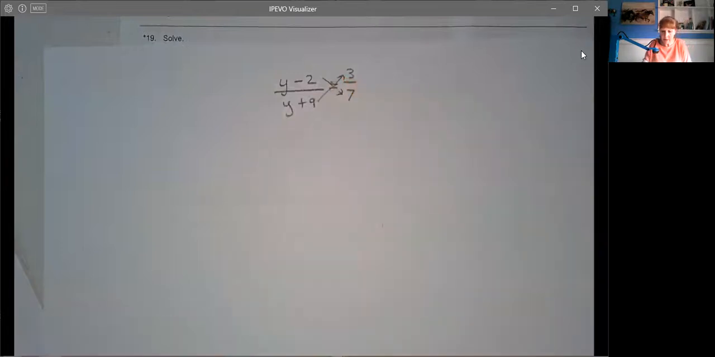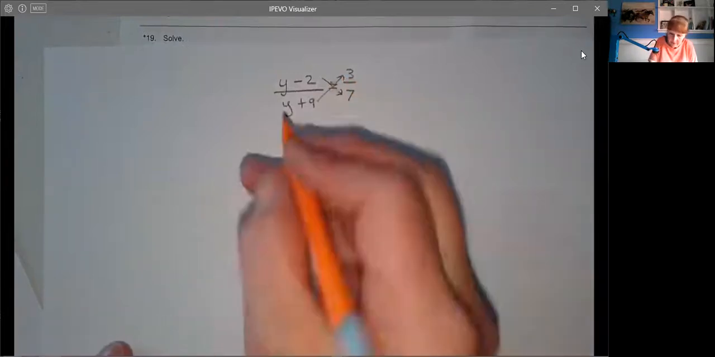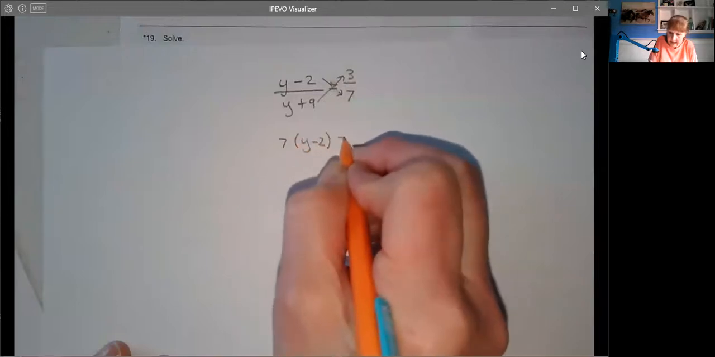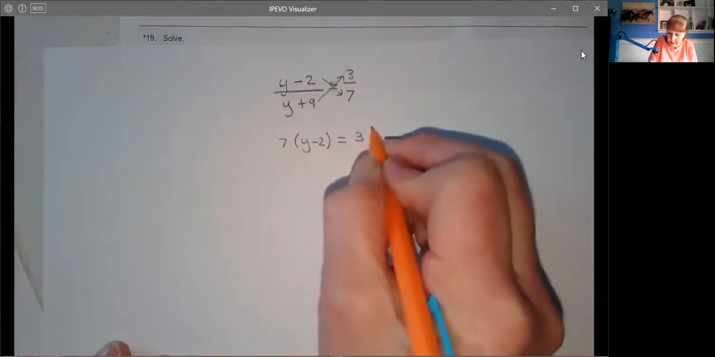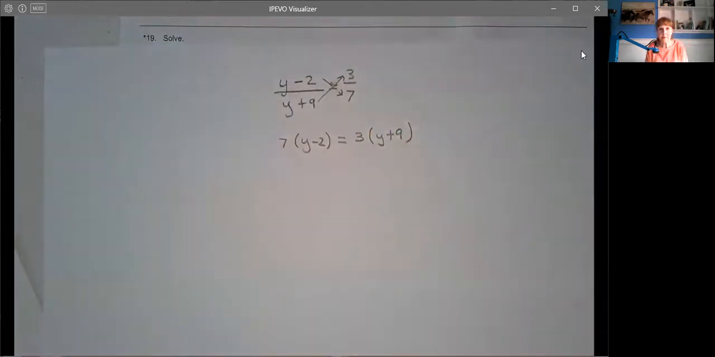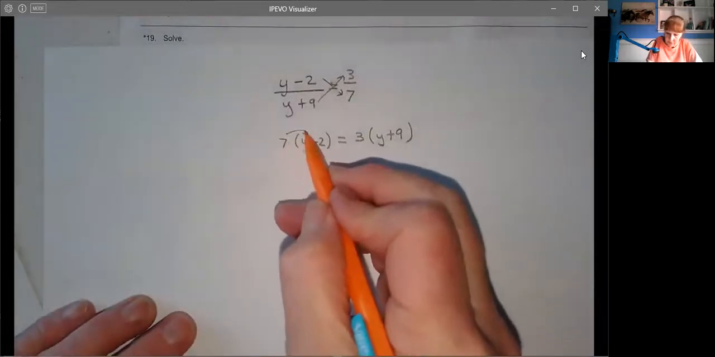So we're doing our cross product. 7 times y minus 2 is equal to 3 times y plus 9. Okay, and now we solve it. We have to use the distributive property first. So we'll distribute through.